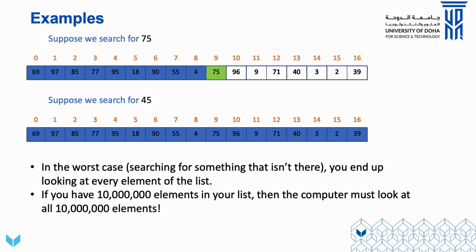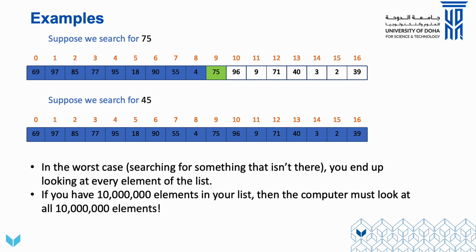At this point, I can return false, it wasn't there. I can return a -1 or None to say that it's not in the list. But here's a bit of an interesting problem. In the worst case, which happens to be when the item isn't there, you end up having to look at absolutely everything.